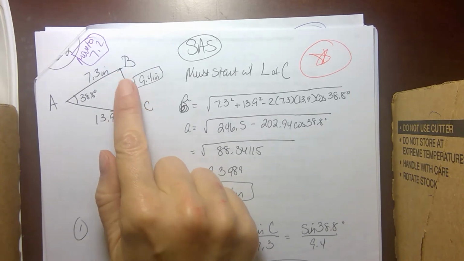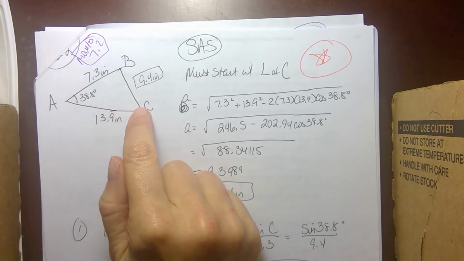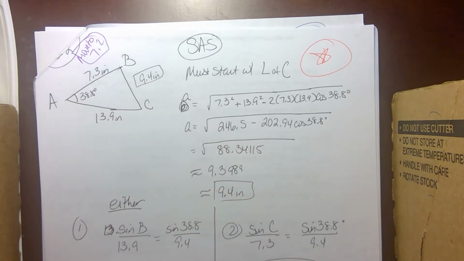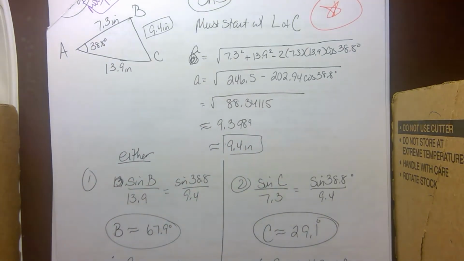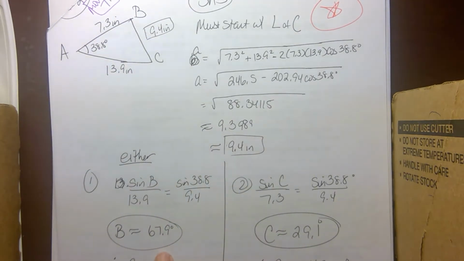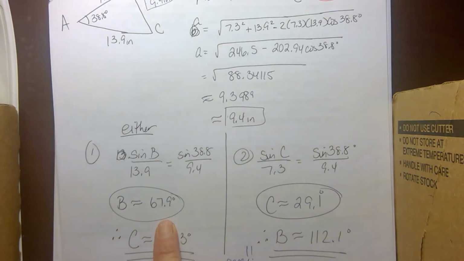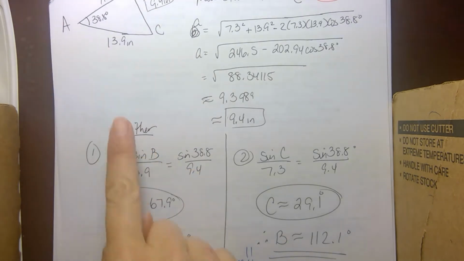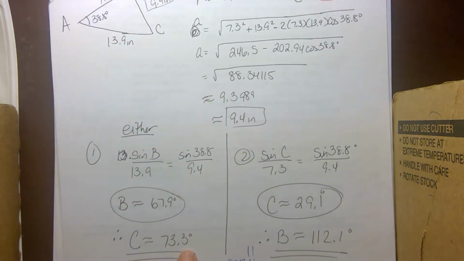Now I only have to find one angle, and then I know that the sum of the three angles is 180, and I can just subtract to get the third. But I have to use law of sines to find either angle B or angle C. If I start with angle B, this is what my law of sines looks like, and I get that B would be 67.9 degrees. And if B is 67.9, A was given as 38.8, that means angle C has to be 73.3 degrees.